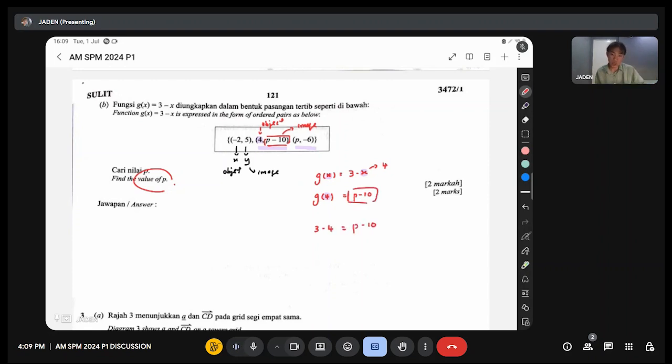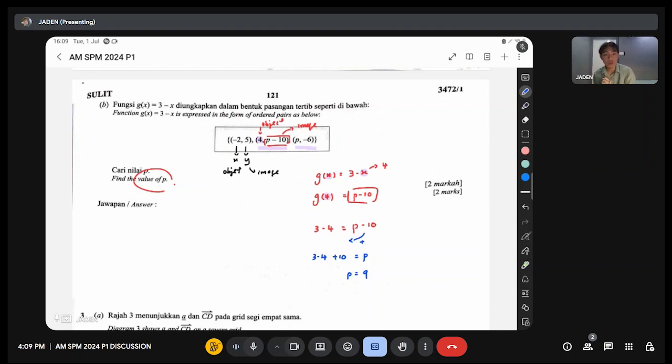Now if you take this equation, to find your p, all you have to do is to move -10 to the left. And therefore 3 minus 4 plus 10, because a negative sign, if you put to the other side, you get addition. So plus 10 equal to p. P is 3 minus 4 plus 10. How much is that? 3 minus 4 plus 10 is 9 positive.